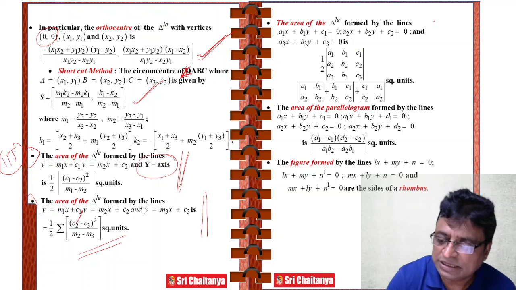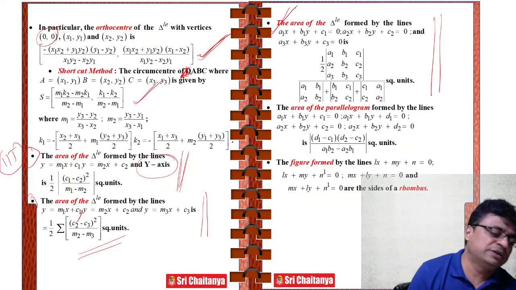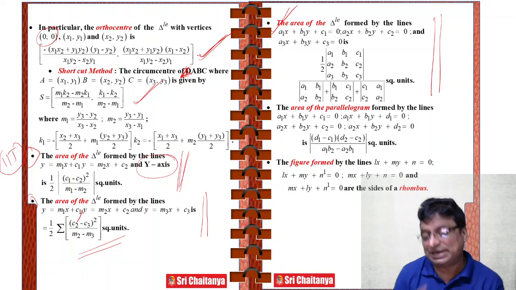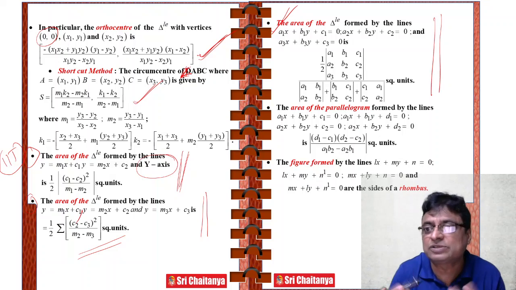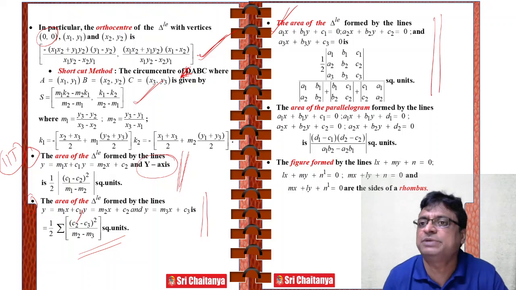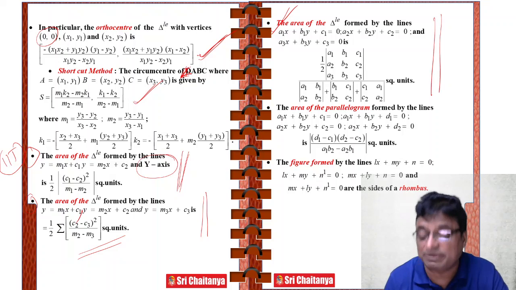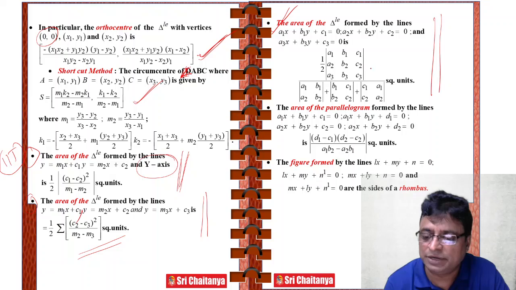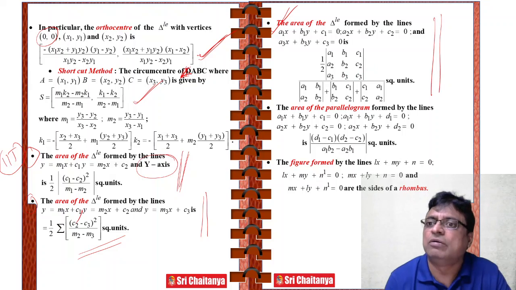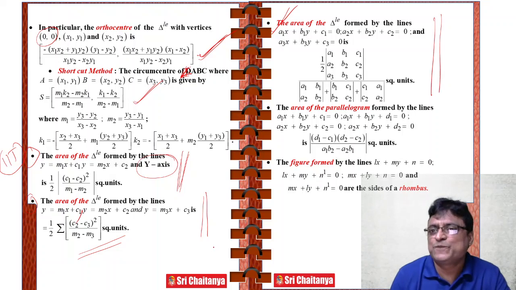This is another shortcut formula, and the proof is also important. Of course, nowadays they may not ask for any proof, but with the help of the proof you will learn so many other things. a1x plus b1y plus c1 equal to 0, a2x plus b2y plus c2 equal to 0, and a3x plus b3y plus c3 equal to 0 are three lines. Then what is the area of the triangle formed by the three lines? Half into modulus of the determinant a1 b1 c1, a2 b2 c2, a3 b3 c3 whole square by the determinant a1 b1, a2 b2, plus, like this.